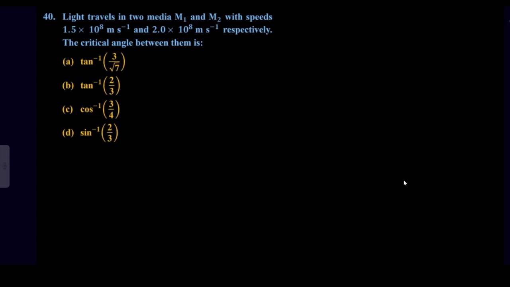And what's the critical angle formula? So sin inverse of refractive index. So this means theta c will be equal to sine inverse of mu r by mu d, the refractive index of rarer medium by refractive index of denser medium.